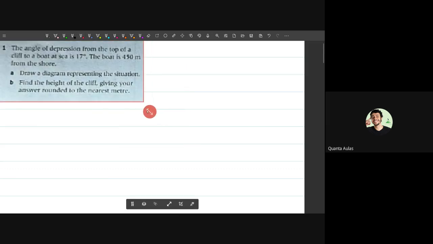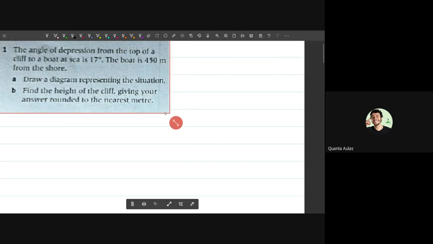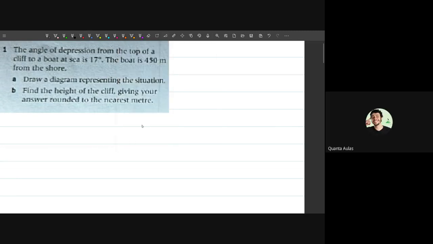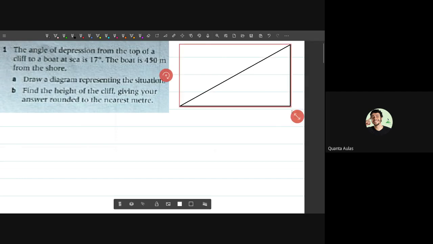The angle of depression from the top of a cliff to a boat at sea is 70 degrees. The boat is 450 meters from the shore. Draw a diagram to represent the situation. This looks like a triangle, a right triangle. Just a second, this is interesting. Draw a diagram. The angle of depression from the top of a cliff to a boat at sea.